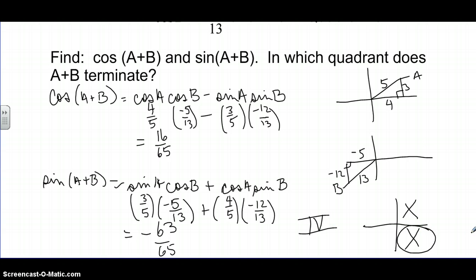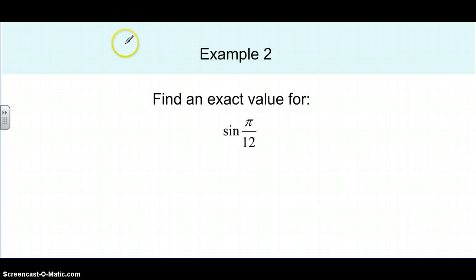So that is one type of problem that we are going to solve with these identities. The next is finding exact values for trig functions. So we'd like to find the sine of pi over 12, exact values. And remember, we know the exact values on the unit circle for pi over 6, pi over 4, and pi over 3, and pi over 2, and so on.